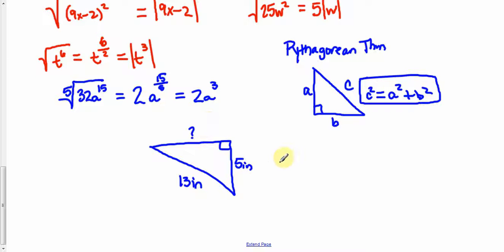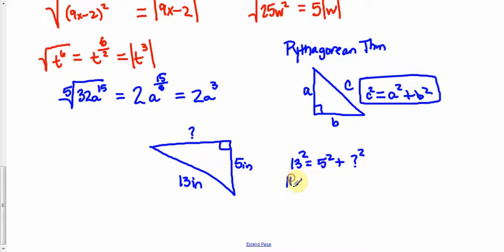Okay? So we're going to set this up as C squared equals A squared plus B squared. I know some of you do A squared plus B squared equals C squared. Either way is fine. But the hypotenuse, the longest leg is 13. So 13 squared equals 5 squared plus question mark squared. Let's just go with that.